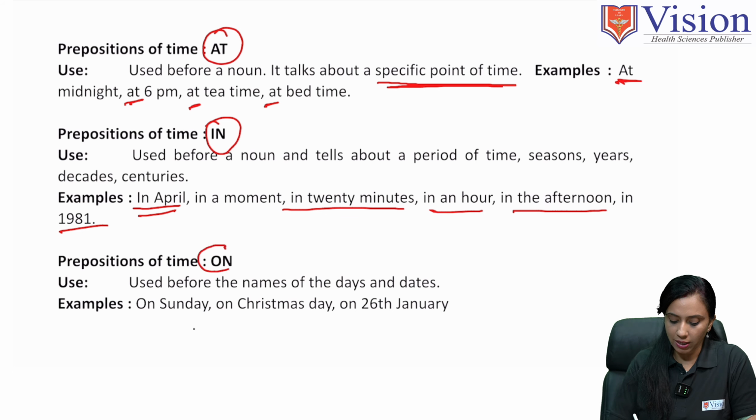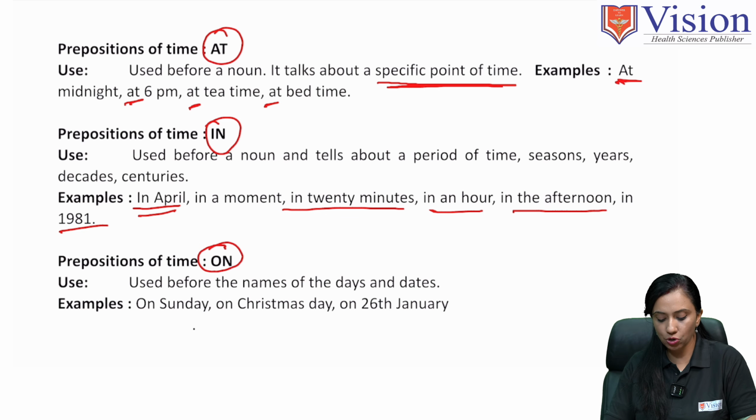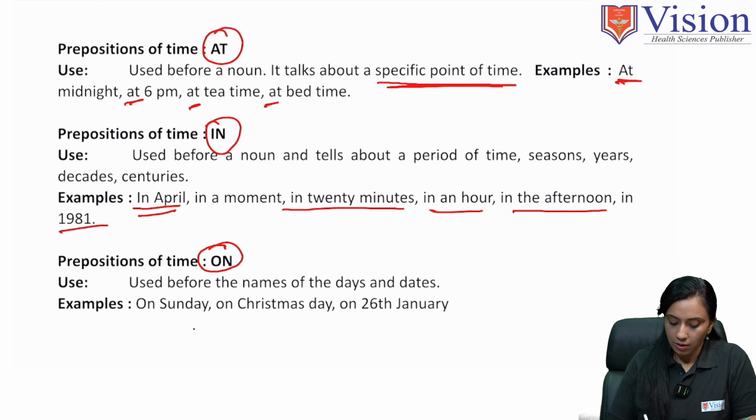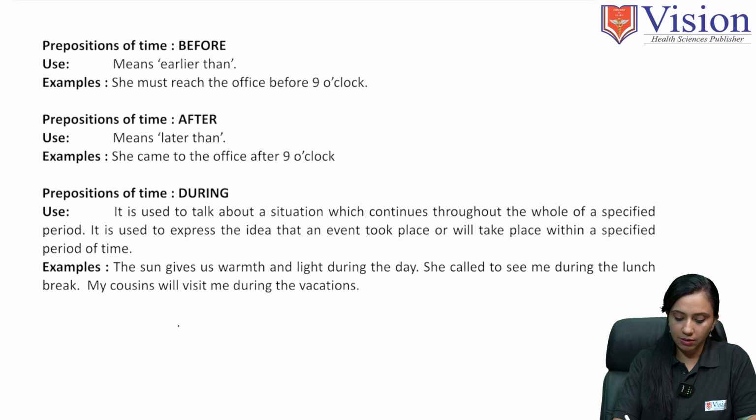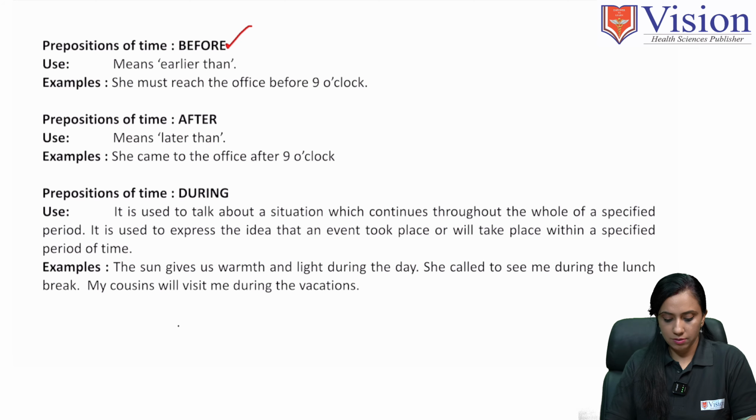Then we have another one that is on. In the preposition of time, we use it before the names of days and dates, like on Sunday, on Christmas Day, on 26th January. Then we have another one, before. It means earlier than. She must reach the office before 9 o'clock. She must do this work before summer vacation.